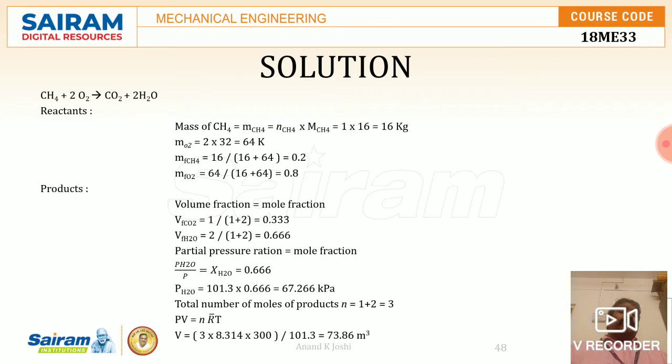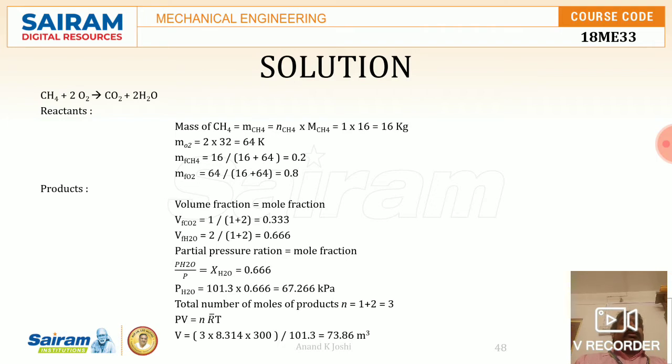Let us have a look. First, reactants. First we have to calculate the mass of the reactants. Mass of methane, m_CH4, is equal to n_CH4 into M_CH4, that is the quantity in moles along with the molecular weight. It is 1 into, C is 12 and H4 is 4, 12 plus 4 is 16. So there will be 16 kg of methane. Similarly, for the mass of the other constituent, oxygen, 2O2, that is 2 into 16 into 2, that is 32, 32 into 2 is 64 kg of oxygen. So these are all the masses of the reactants.